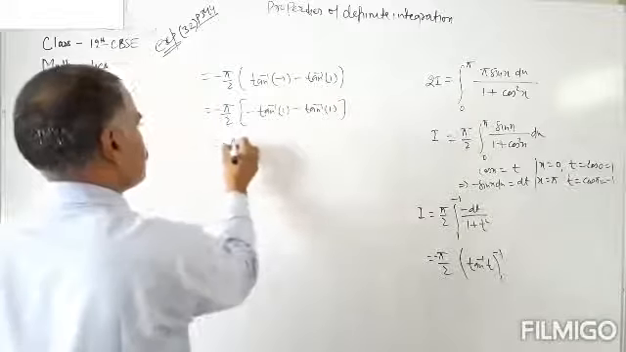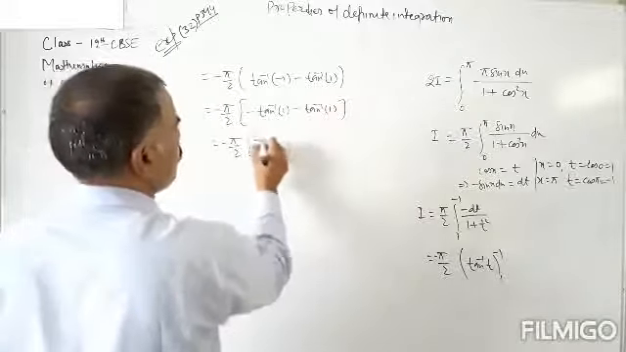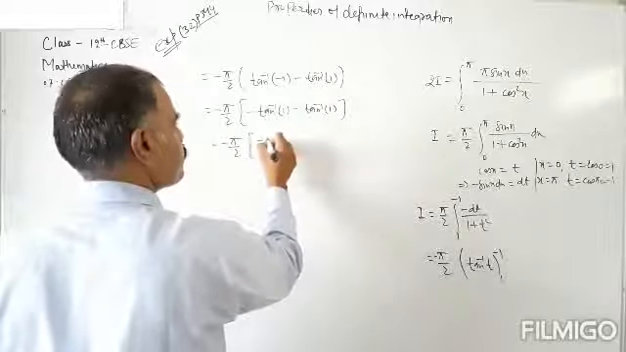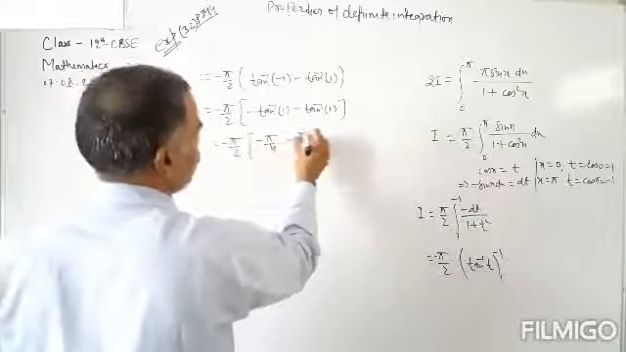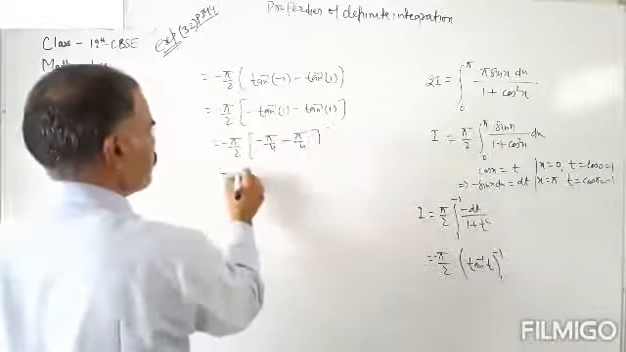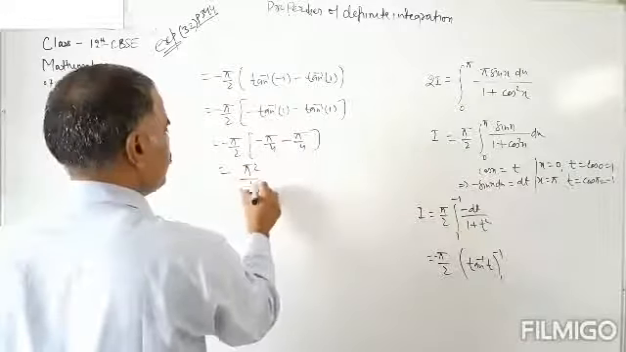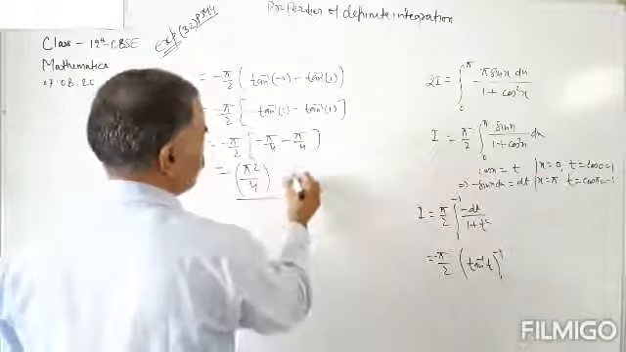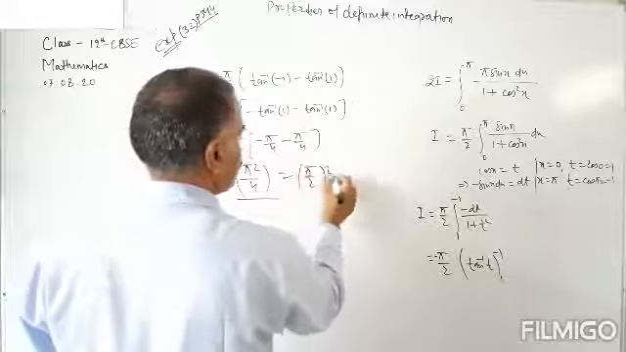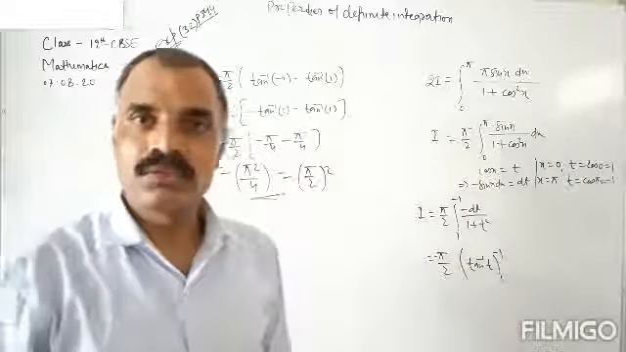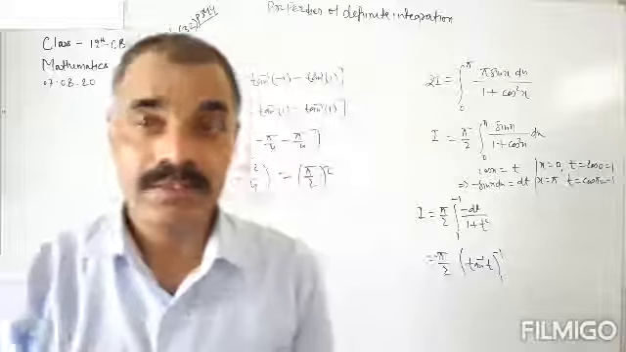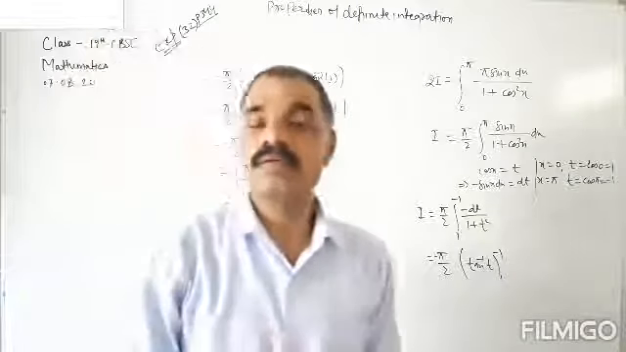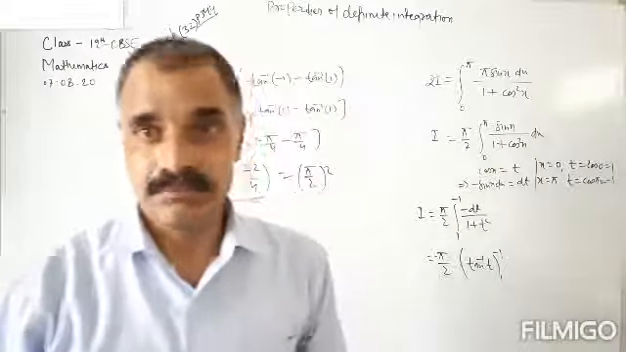That equals minus of minus pi by 4 minus pi by 4, that is equals to pi by 2. Okay, that is the answer of the given integration. In this way we can solve the given integration.